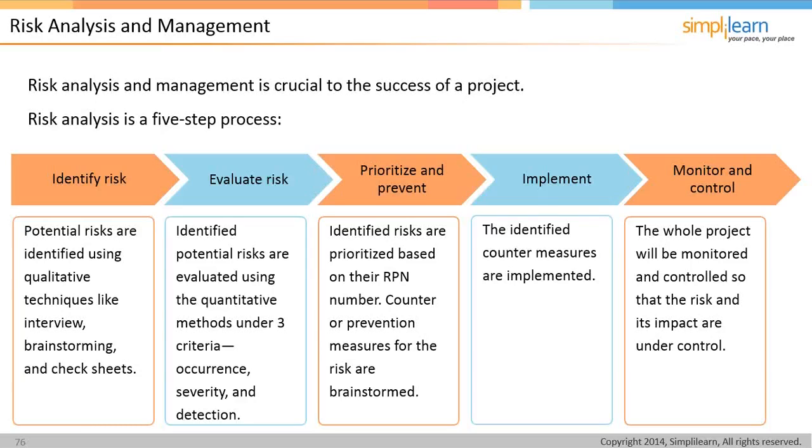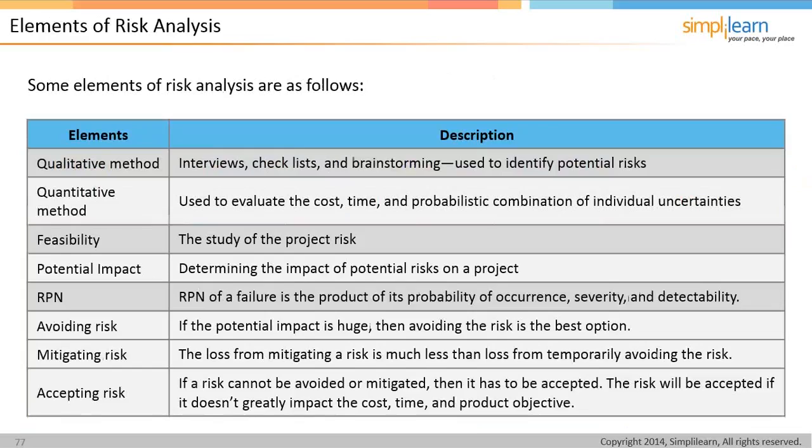When we go through the implement, the identified countermeasures are going to be implemented if they need to be. Hopefully you won't need to, but better safe than sorry. So if something does happen, you can implement or will implement. And then the whole project will be monitored and controlled so that the risk and its impact are under control. So we're going to go through that 5-step process with you and the team.